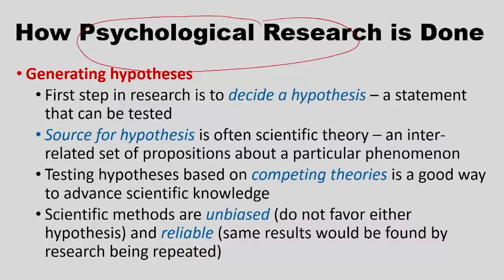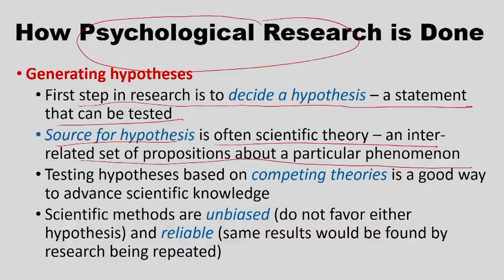So the first step in psychological research is finding a problem, which I have stated, and then generating a hypothesis. So let's look at generating a hypothesis. The first step in research is to decide on a hypothesis, a statement that can be tested. The hypothesis that we have right now is that drinking hot beverages increases performance on an exam. Where is the source of the hypothesis? It is often scientific theory, an interrelated set of propositions about a particular phenomenon. So how do we generate this hypothesis that drinking a hot beverage before an exam increases performance?